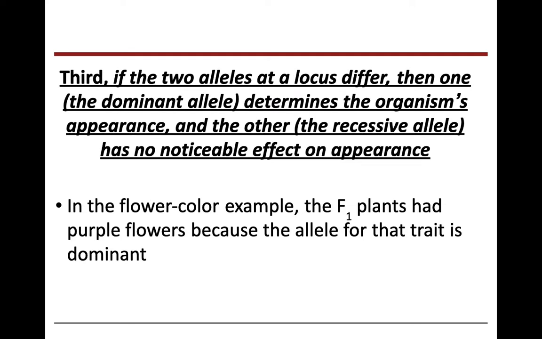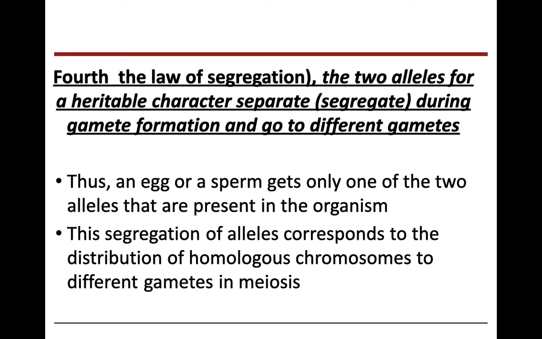And then the third idea is that if the 2 alleles at a locus differ, then one of the alleles is going to be dominant and the other is recessive. The idea is that one allele masks or outcompetes generally the other allele in terms of the physical expression, sort of like David versus Goliath. One of the alleles is going to come out on top. And in the flower case, the pea plant allele was clearly the purple dominant allele because it masked the white allele. And the last idea is the law of segregation.